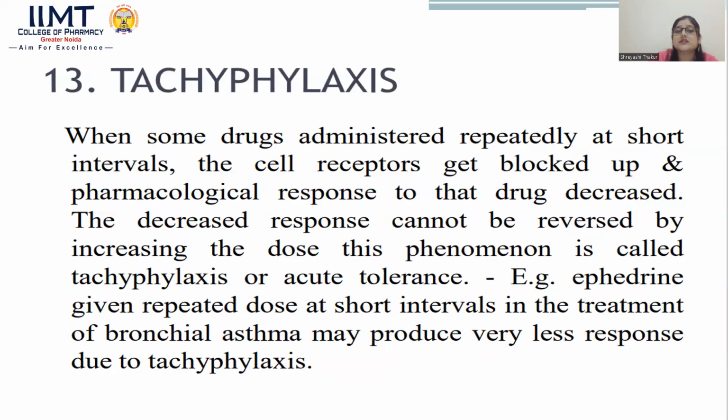The next one is tachyphylaxis. When a drug is administered rapidly at short intervals, the cell receptors get blocked and the pharmacological response to that drug decreases, and the decreased response cannot be resolved by increasing the dose. This phenomenon is called tachyphylaxis or acute tolerance. As for example, ephedrine given in repeated doses at short intervals in the treatment of bronchial asthma may produce very less response due to tachyphylaxis.